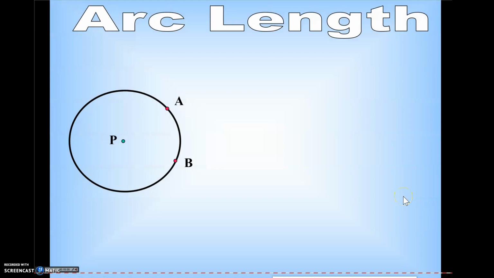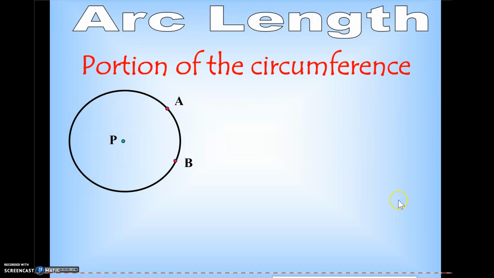The next is going to be arc length. This is going to be a portion of your circumference. Circumference, again, is the distance around your circle. The arc length is just going to be the distance between 2 points here. And how do we do that? It's the portion of the entire circle. So in order to do that, I have to have a ratio. I'm going to take the length of this arc AB over the length of my entire circle. And what is that called? That would be my circumference.